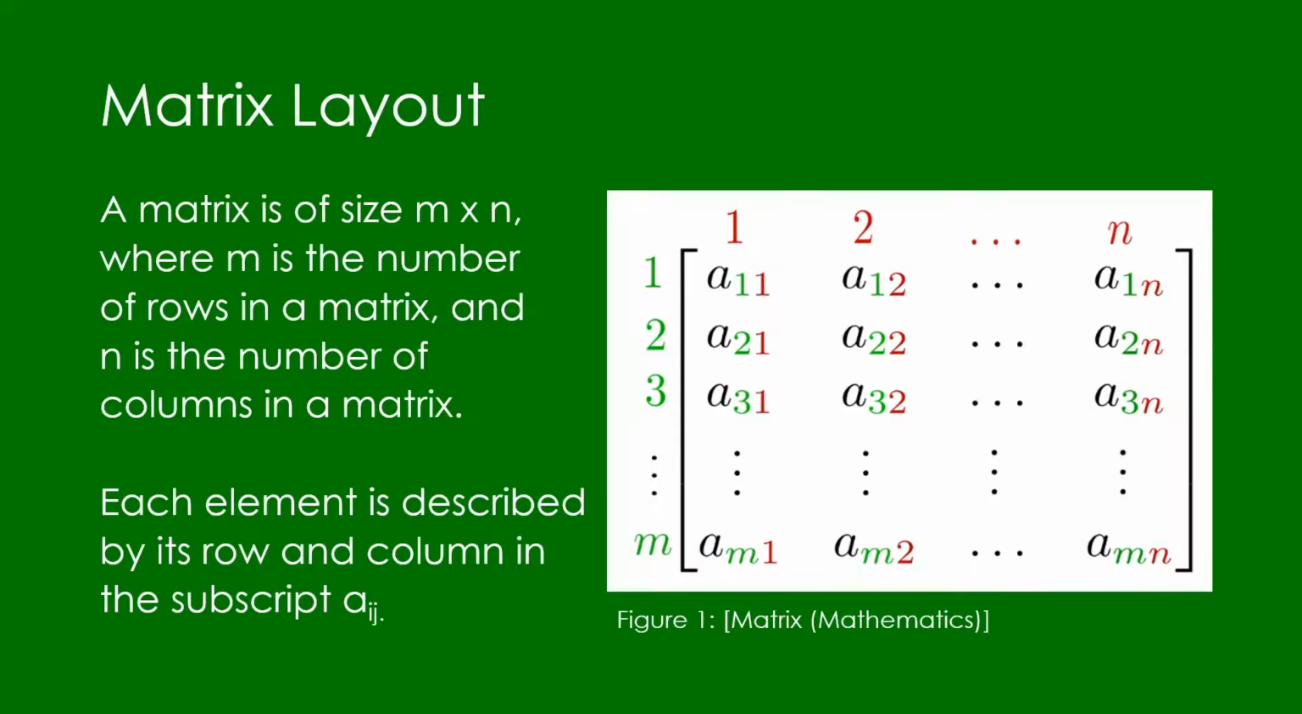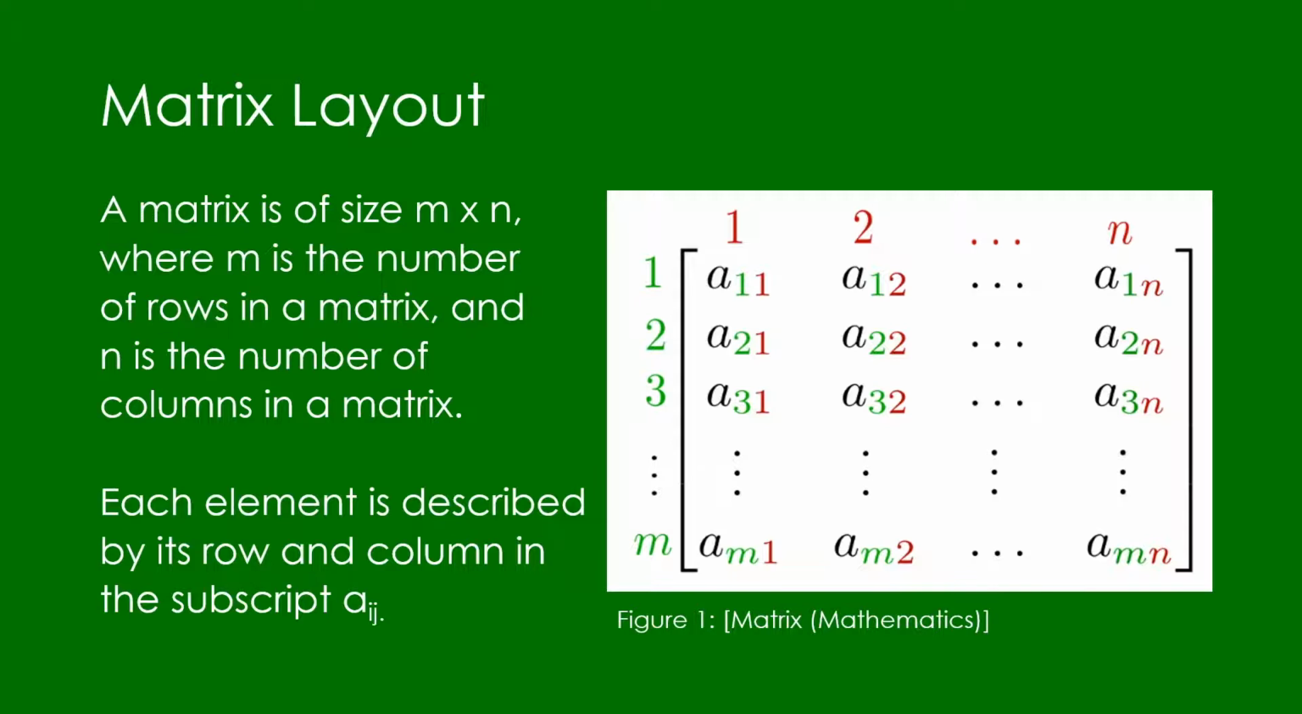Before we are able to multiply matrices, we also need to understand the matrix layout. Each element of the matrix can be recognized by two numbers, one corresponding to the row it is in, the other corresponding to the column it is in. The letter i is typically used to describe the row position, and the letter j is typically used to describe the column position. We write each element as a sub ij.